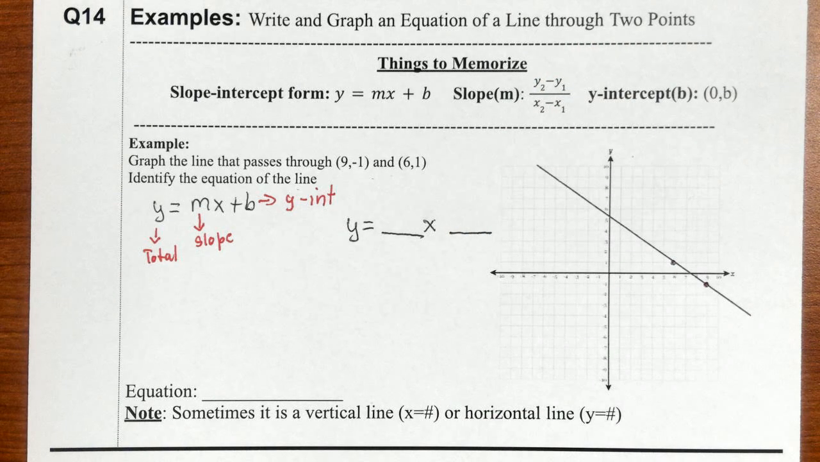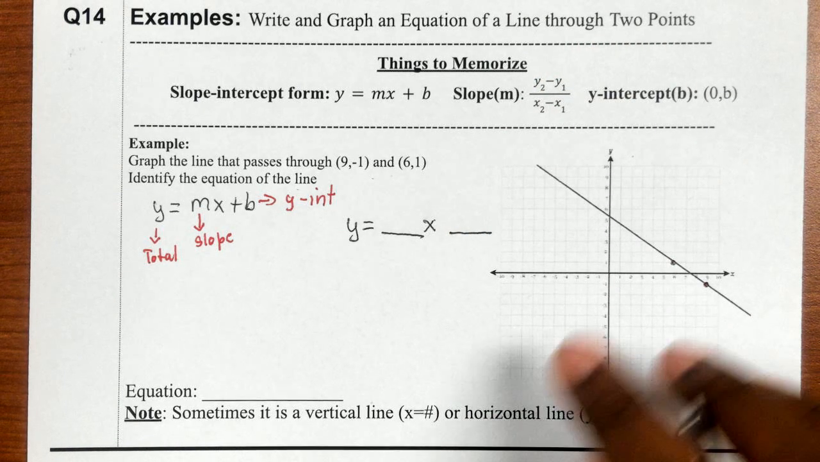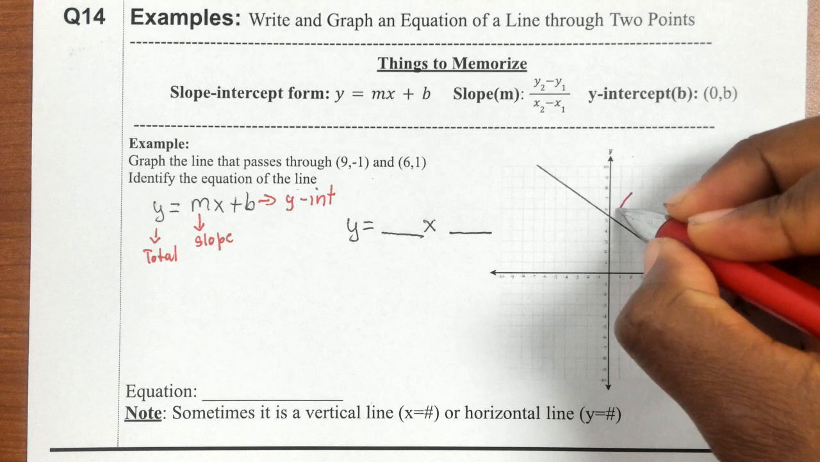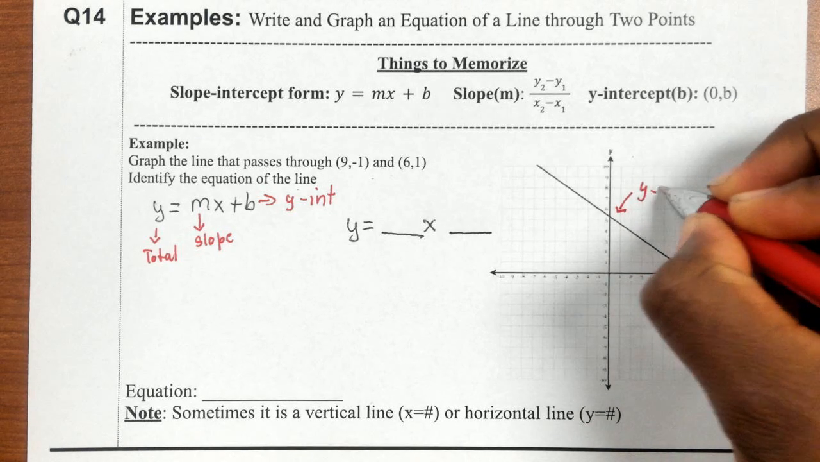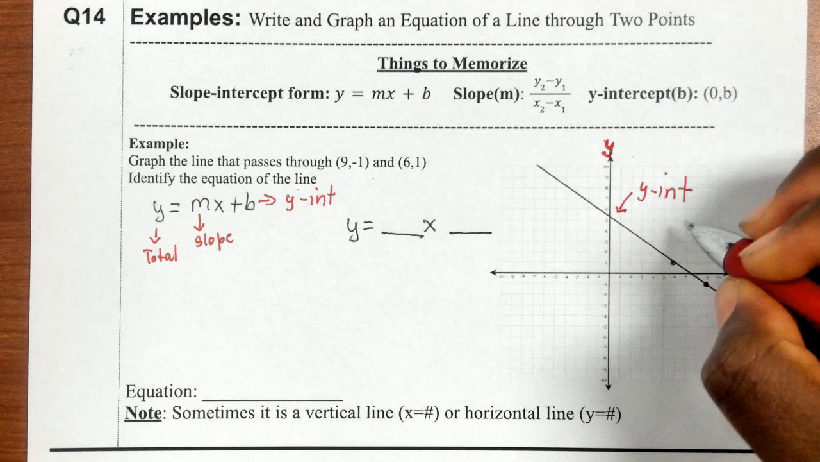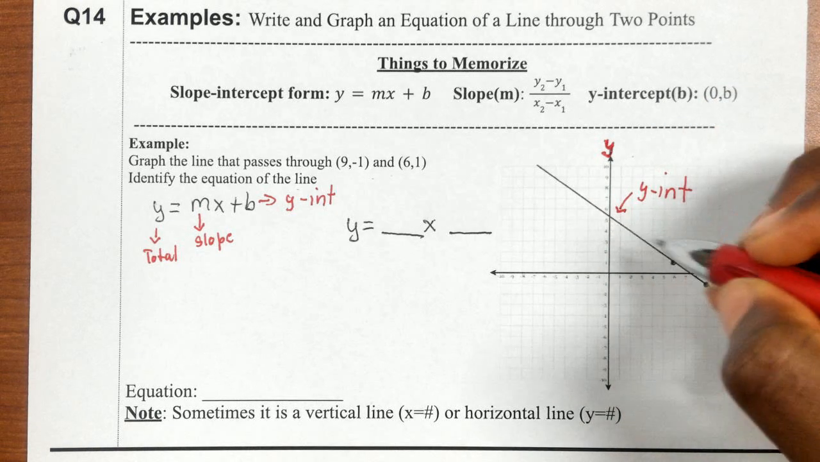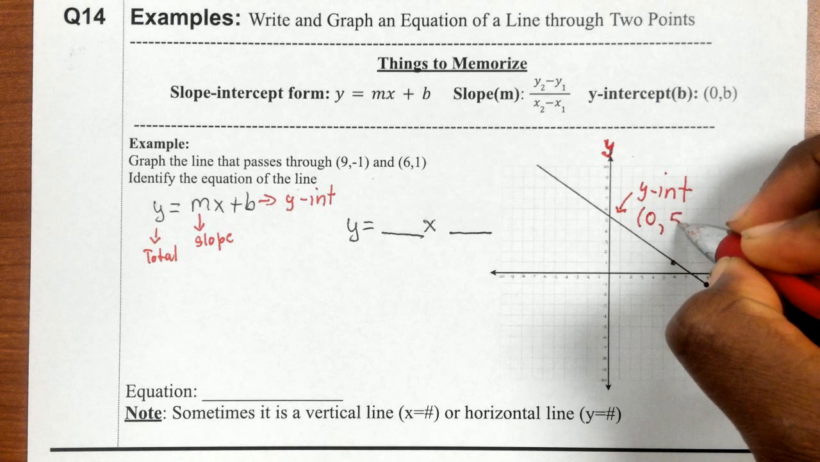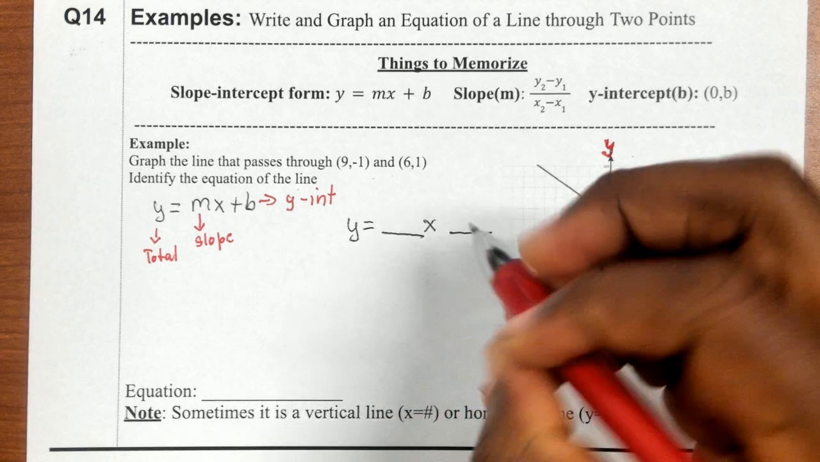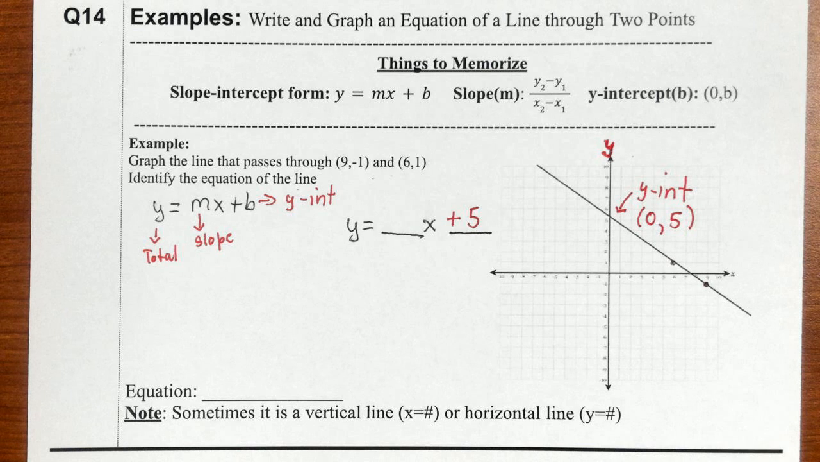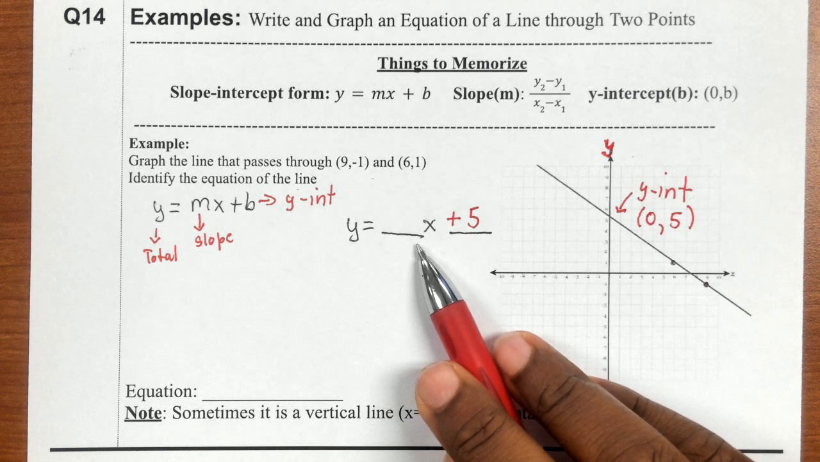The easiest thing to identify when you have your graph is your y-intercept. If I look at my graph, it seems that my y-intercept, or where I intercepted the y-axis, was at positive 5. So the coordinate for this would be (0, 5). Again, my y-intercept would be a positive 5. Now I'm going to try to apply my slope.